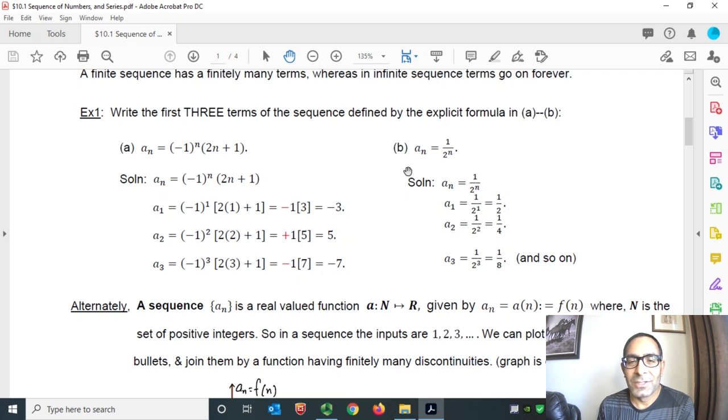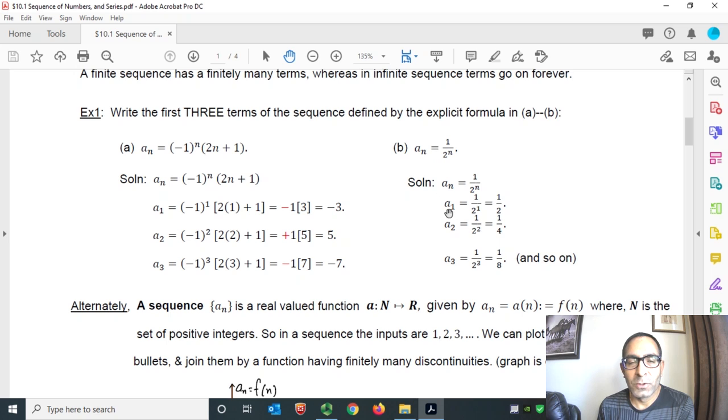Now let's answer part B. Here the formula is an equals 1 over 2 to the power n. Begin the solution. To find the first, second, and third terms, put n equals 1, n equals 2, and n equals 3 respectively.